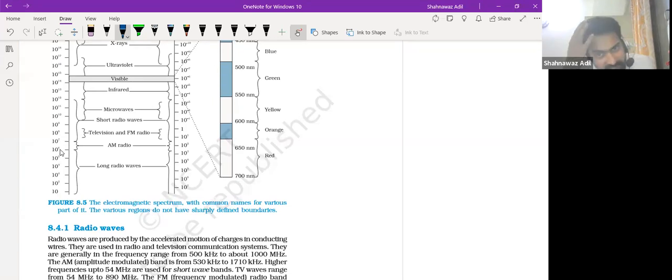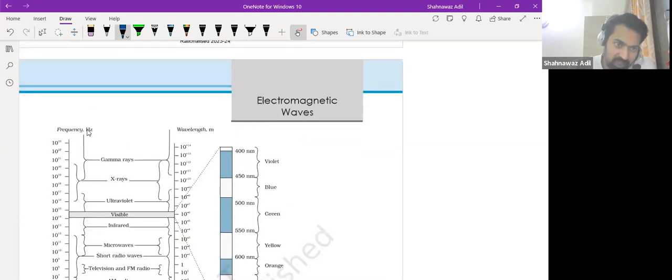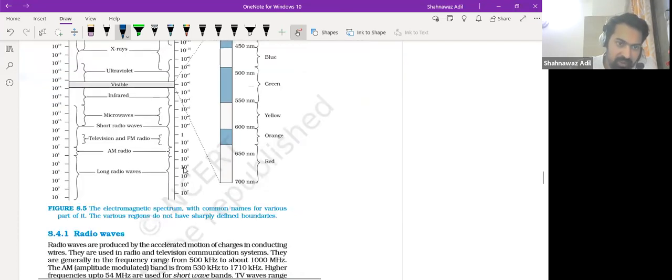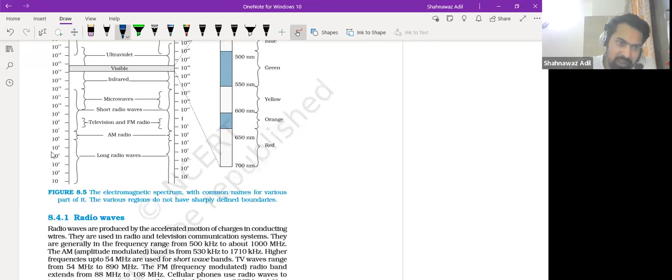Clear, Aisha? So this is frequency and this is wavelength. So smallest wavelength will give you highest frequency. So gamma rays have highest frequency and they have lowest wavelength. Similarly, radio waves have lowest frequencies, but they have highest wavelength, right?